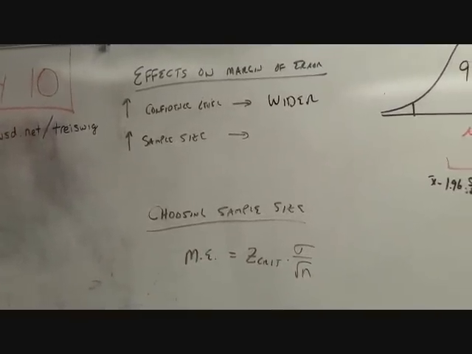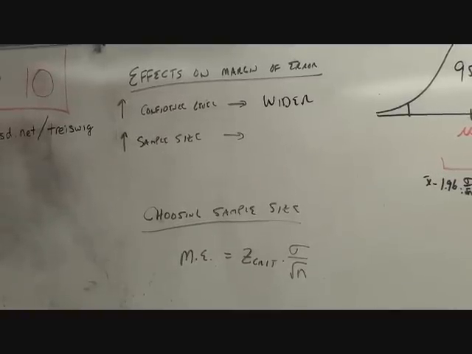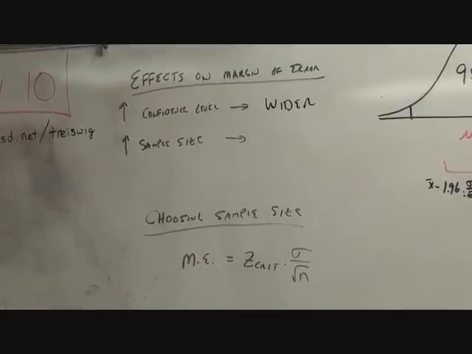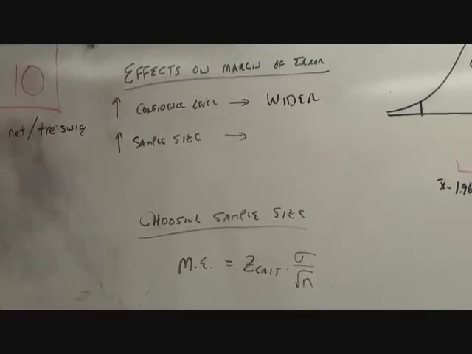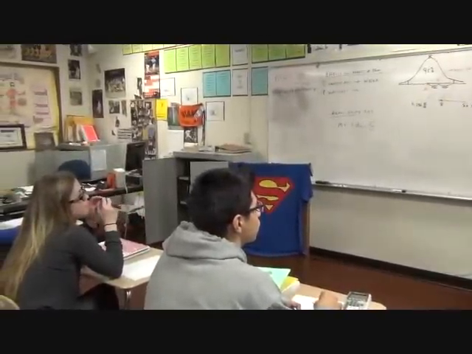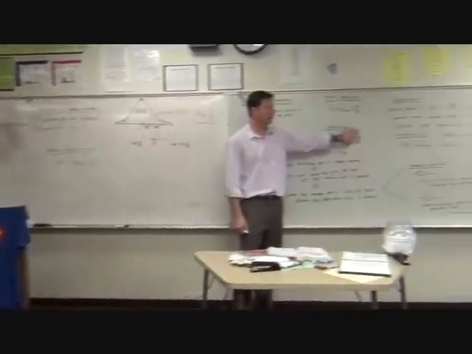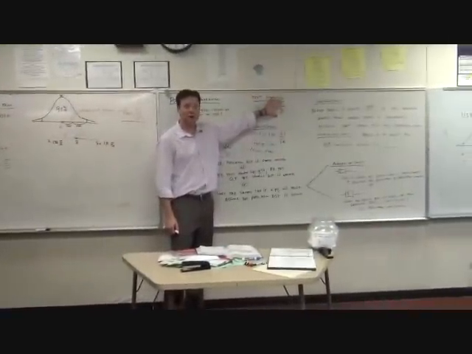What do you think is going to happen to the margin of error? More specifically, is our interval going to get wider or narrower if we increase our sample size? Narrower. Why? Well, I'm just looking at the formula. Yeah. And it's on the denominator, so if you make it bigger, what's going to happen to the margin of error? It's going to get smaller, isn't it?